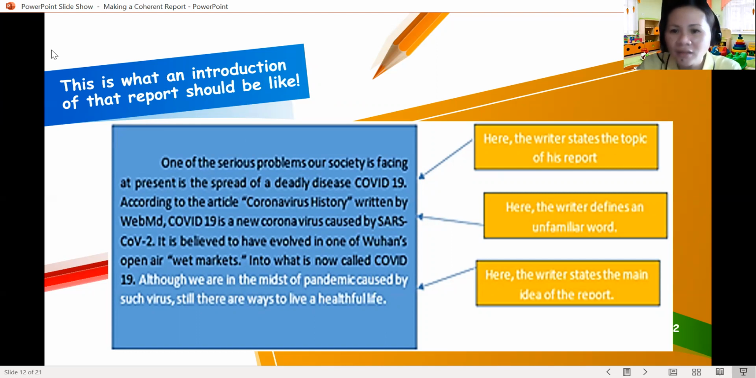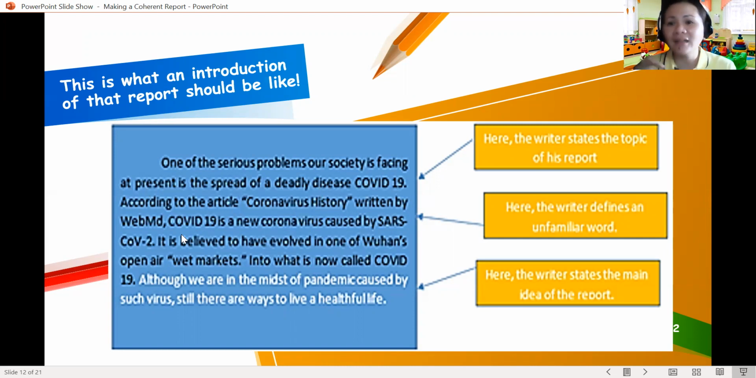Here the writer states the topic sentence. What is the topic sentence? It is about the serious problem, which is the deadly disease COVID-19. And here the writer defines an unfamiliar word. This is very easy. Let us read. One of the serious problems our society is facing at present is the spread of the deadly disease COVID-19. According to the article Coronavirus History written by WebMD, COVID-19 is a new coronavirus caused by SARS-CoV-2. It is believed to have evolved in one of Wuhan's open-air wet markets into what is now called COVID-19.